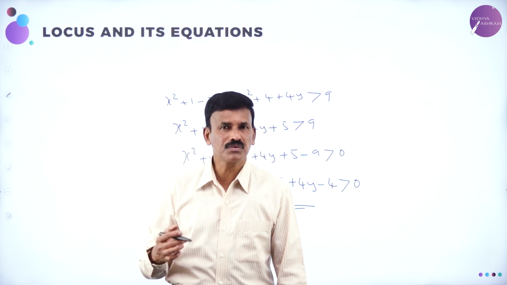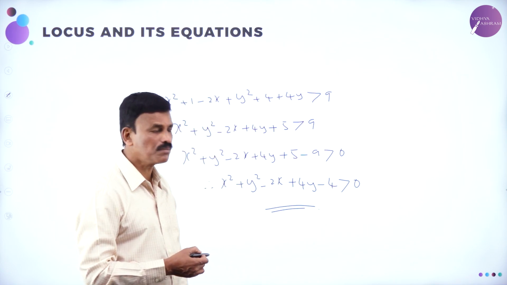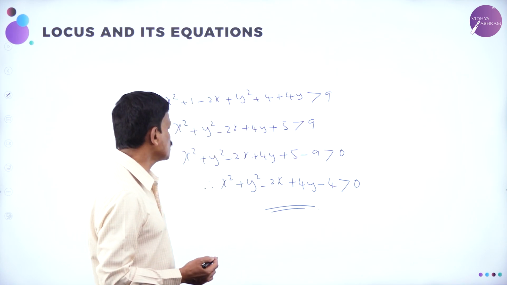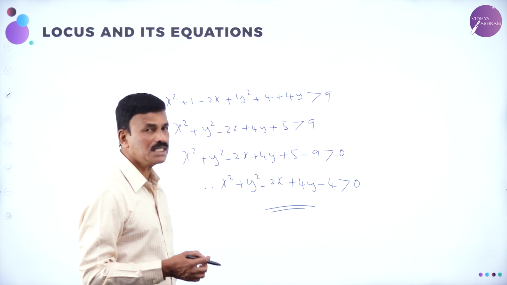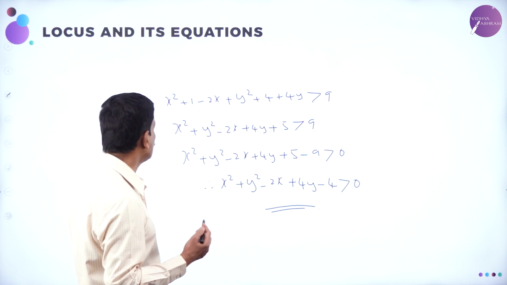That's it. Hope you followed. So hence the required equation of the locus of the point is x square plus y square minus 2x plus 4y minus 4 is greater than 0. Now move on to the next problem.